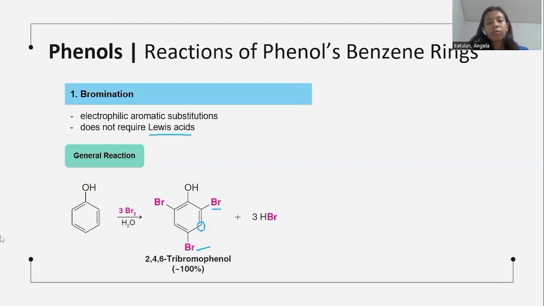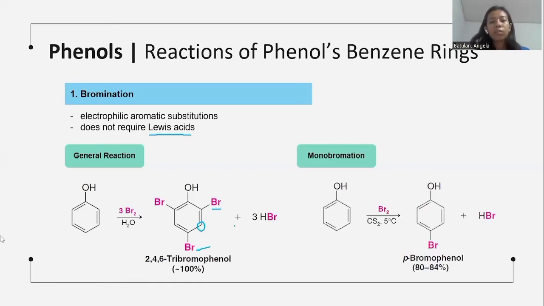Wala tong metal group. Ayun yung magiging product niya. Pero pwede rin na mag-monobromation, using bromine in the presence of carbon disulfide, to reduce yung electrophilic reactivity ng bromine. So, ang major product na mabubuo sa monobromation is yung para-bromophenol as compared dun sa ortho-bromophenol.